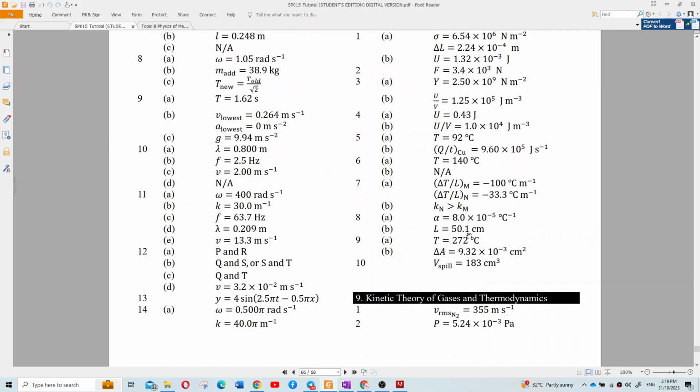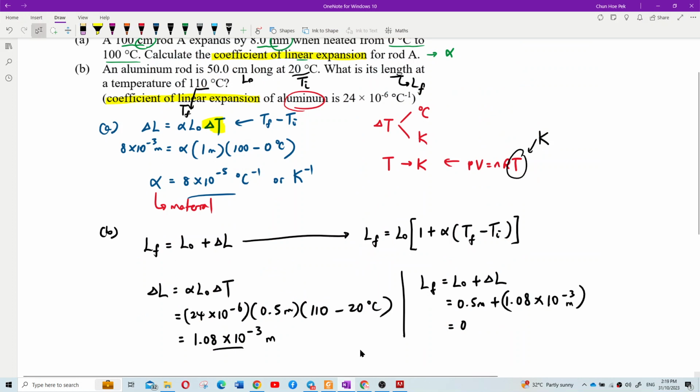Let me check the answer. Oh, it is written in cm. Or you can write it as 0.501 meter. So you can get the answer in 0.501 meter also. Or you can maintain the unit as cm; from here you don't change to meter, you maintain everything in cm. Or you can change to SI unit, also fine.